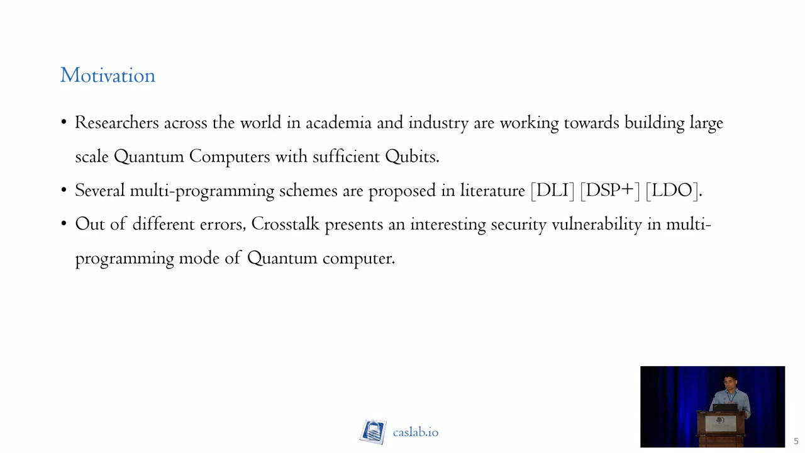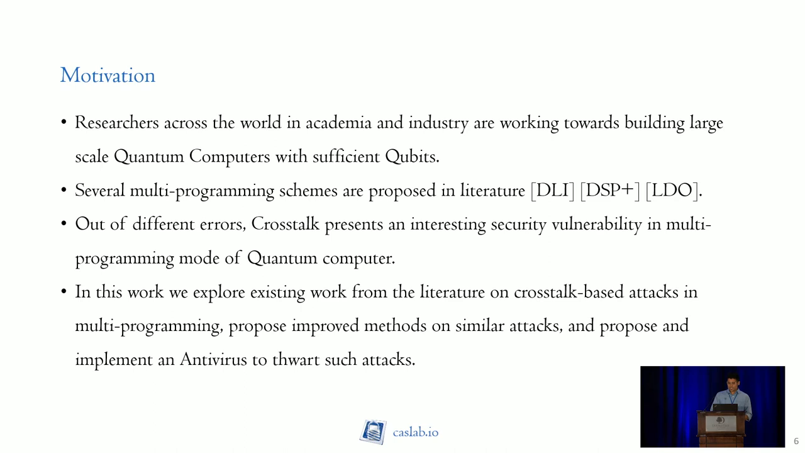So the existing quantum computers are susceptible to various kinds of errors. And out of different errors, such as gate errors, decoherence, and crosstalk, crosstalk presents an interesting security vulnerability in the multiprogramming mode of quantum computers. And we'll look into that in detail. So in this work, we explore the existing work from the literature on crosstalk-based attacks in the multiprogramming setup, then propose and improve the methods on similar attacks, and then propose and implement an antivirus to thwart such attacks.